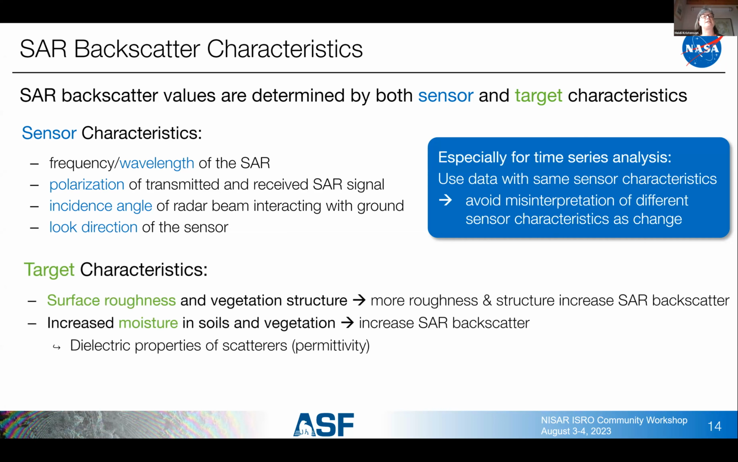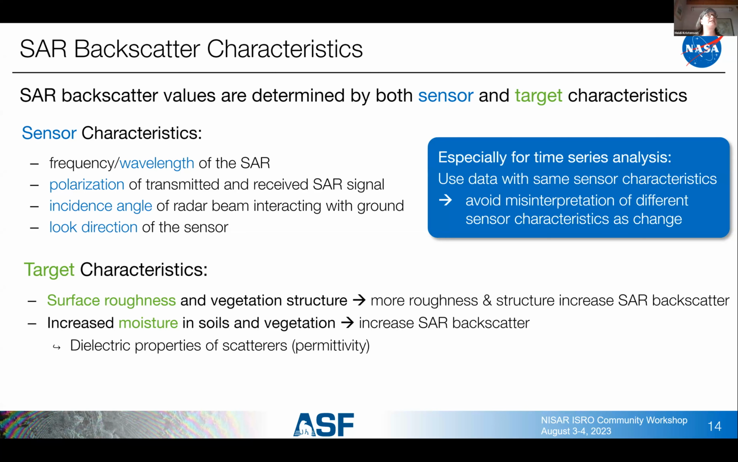For target characteristics, surface roughness and vegetation structure are big drivers of increased backscatter. So the rougher the surface, the more backscatter you would expect to see. And the more complex the vegetation structure, the higher the backscatter you would expect to see. The other component, however, are the dielectric properties of the scatterers on the Earth's surface.